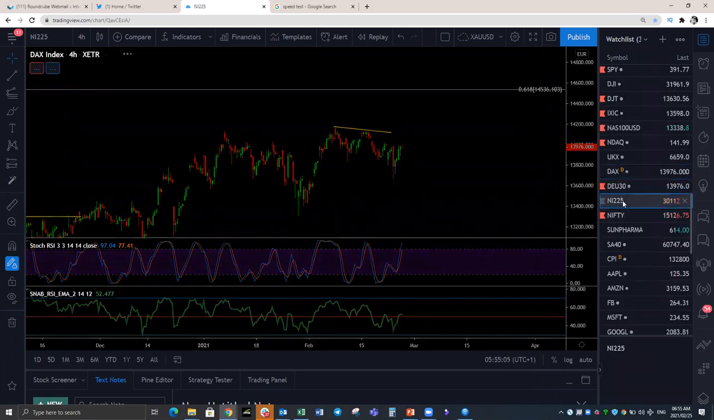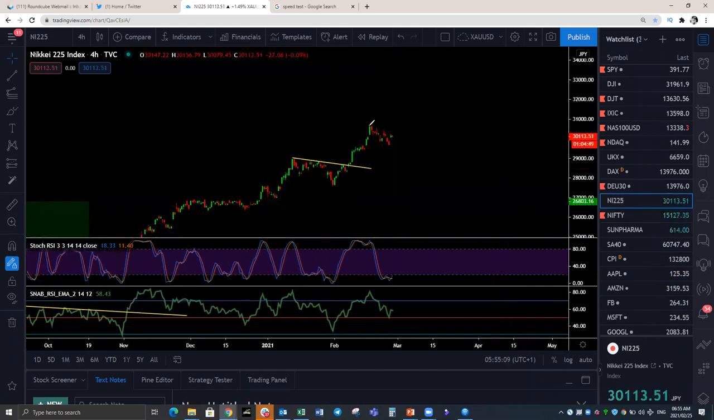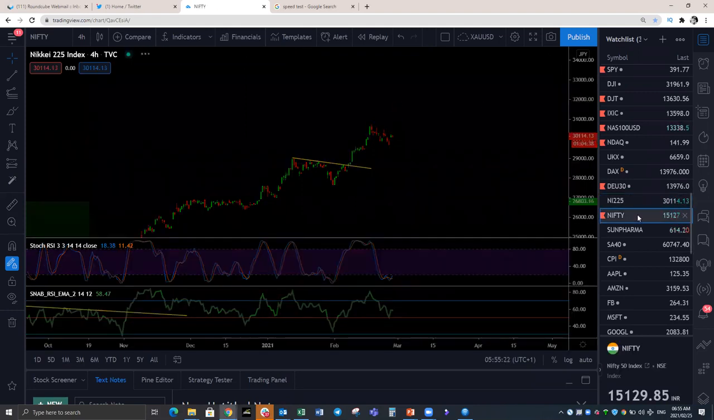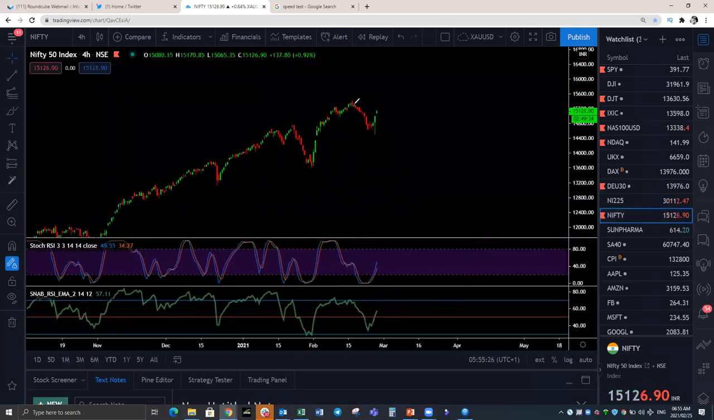Nikkei, nice corrective structure. And if you look at these corrective structures, all of them are supported by the indicators. So it's not just the structure. Look at where we are. We are at the bottom. We are above 50. So we're simply looking for this to continue pushing up higher. The Nifty, the same. We had this decent pullback, and now the impulse move has resumed. We are above 50. We've reset here. Then we look for the Nifty to continue pushing up higher.